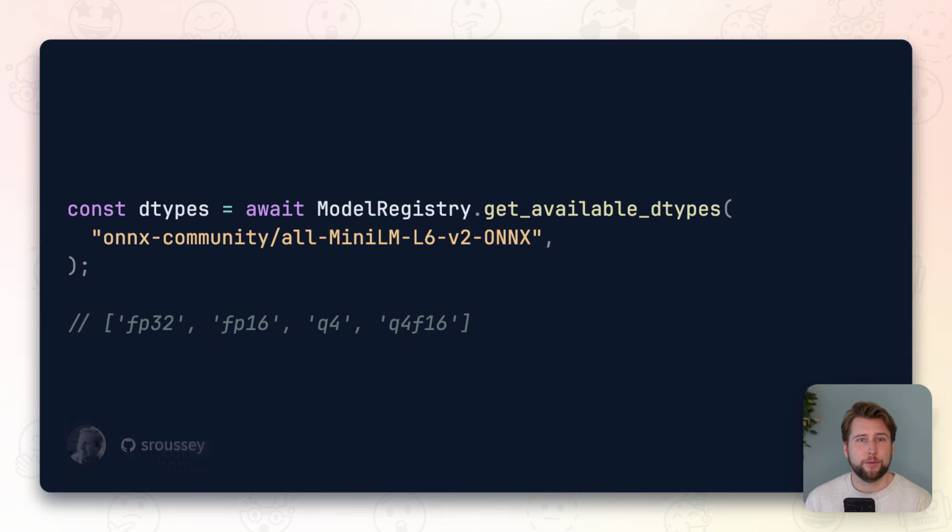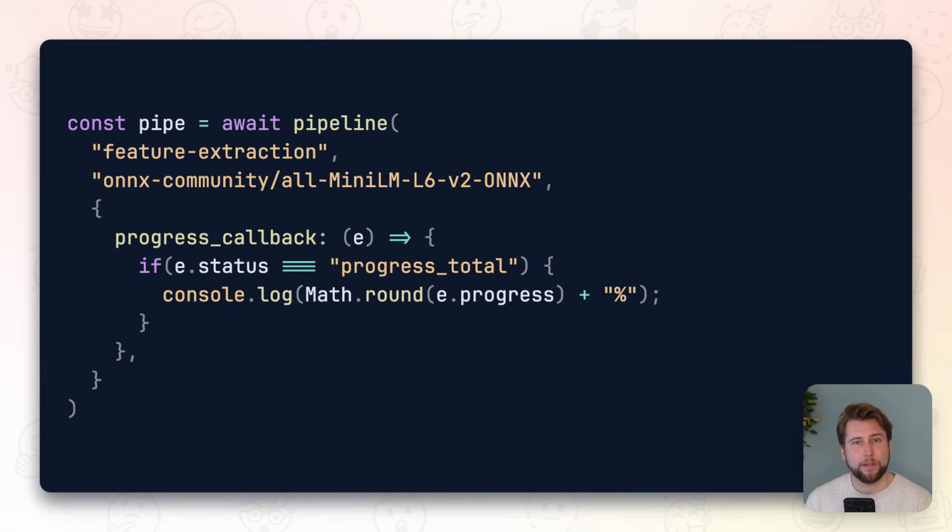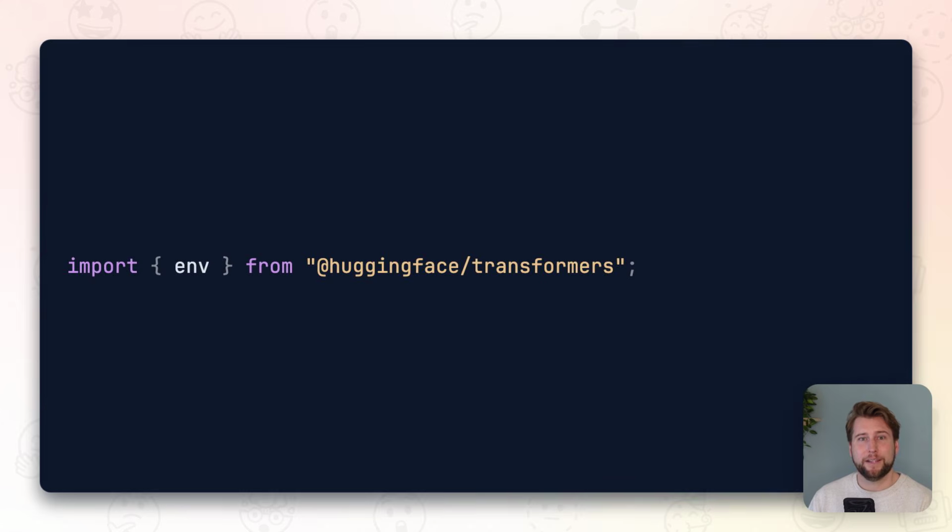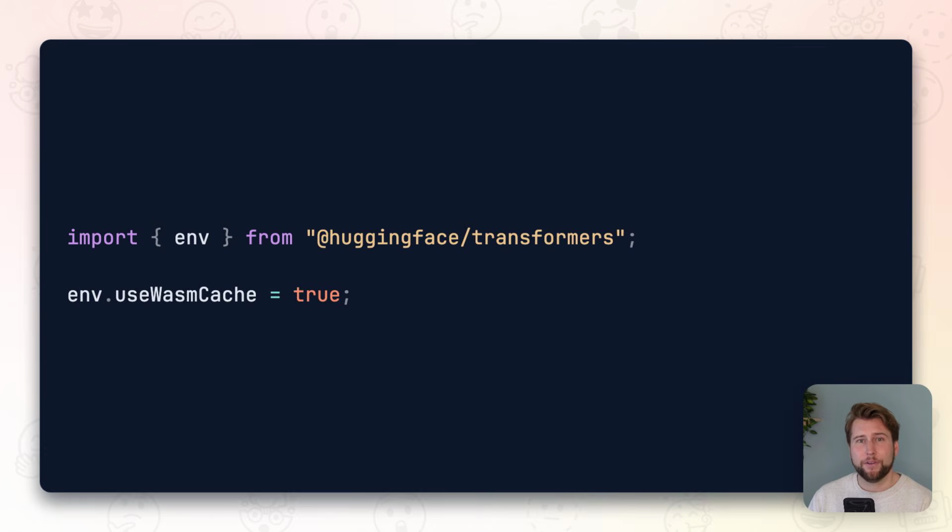Based on the model registry, we can now expose a new progress total callback. It gives you overall loading progress while a model downloads, so you can show accurate loading bars without tracking individual files yourself. Two new environment settings give you more control over how Transformers.js loads models. First, env.useWasmCache. Wasm runtime files are now cached by default, so once a model is loaded, your app can work fully offline on later visits. You can still opt out, but it's enabled automatically whenever a cache is available.